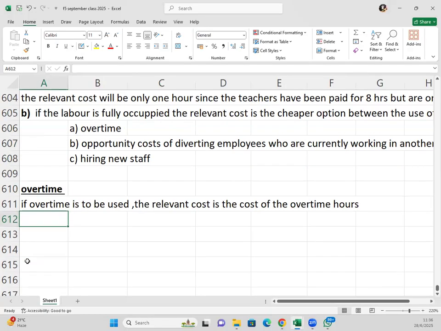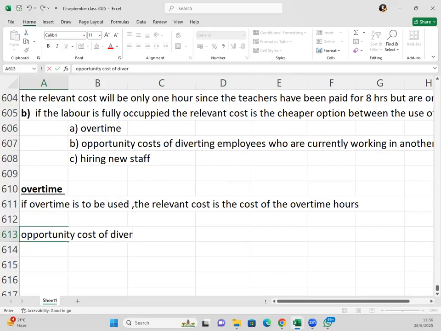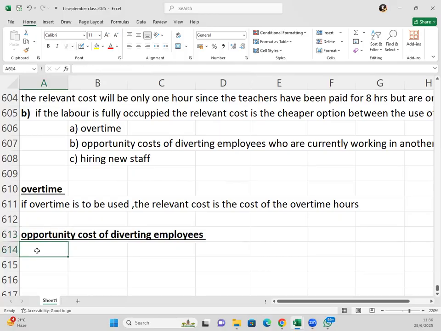Then, besides overtime, there is the opportunity cost of diverting employees. Let's say the task requires 8 hours, but the employees are not available for those 8 hours. We can decide to stop them from the department where they are currently working for these 8 hours so that they can work on this job. These employees were not free, but we are stopping them so that they can come and work on this particular order.